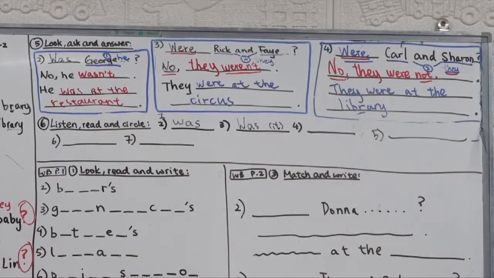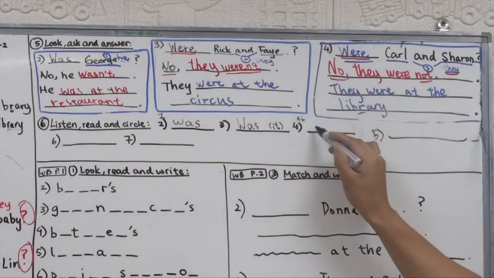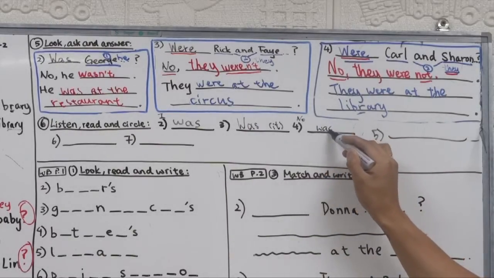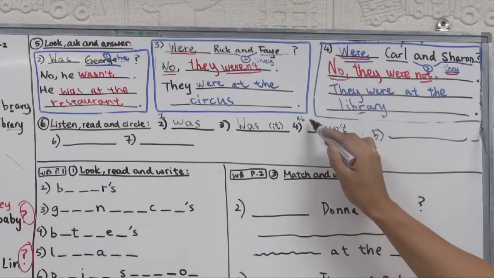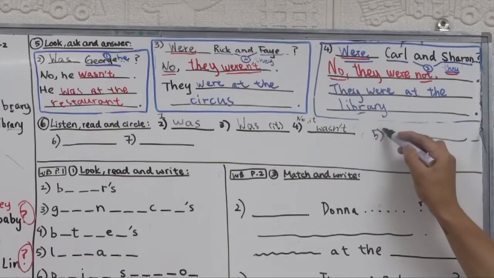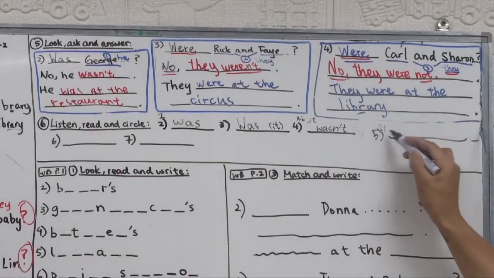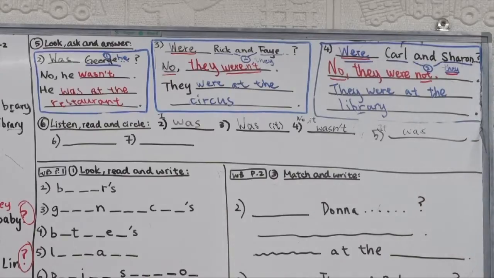Number 4, no, it was not. So we have no, so it will become wasn't. And then we have also it, right? The word it will show us which one to use. And then question number 5, again, it, right? So it was boring. It was boring.